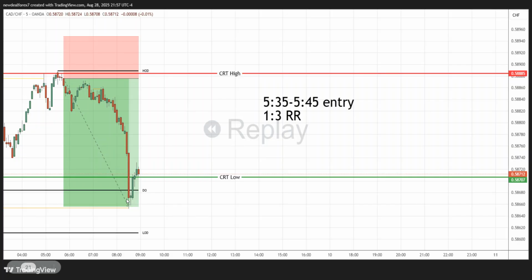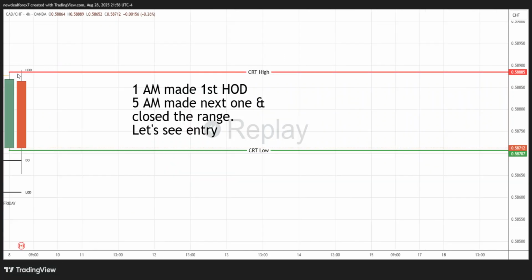Daily open can be a good take profit level as well, depending on the trend overall. You don't have to worry about it too much, but once price hits the daily open, it can sometimes retrace some. So be on the lookout for that. But for the most part, this gave us a 1 to 3 as a result of, once again, the first high of the day and then the second high of the day, and then price just spiking down to the low of this range.